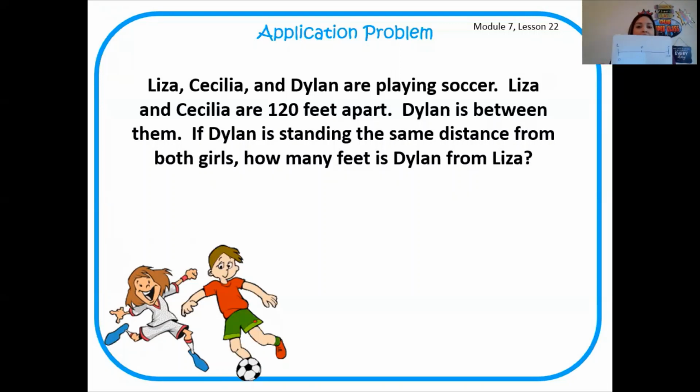Now, this is our drawing. This is my drawing right here, okay? So now you need to figure out where Dylan is. What is in the middle between 0 and 120? I want you to pause the video and write your word sentence and your number sentence, and when you're done, you can come back. Don't copy me, use your own brain.